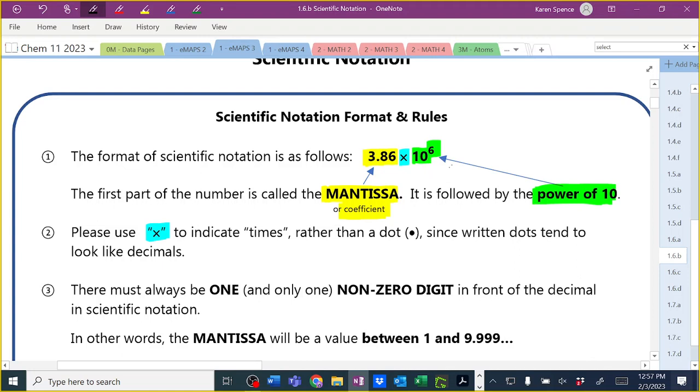So would it be okay to write that number as 3.86 times 10 to the 6? Is that okay? No. Okay, please use a times sign instead of a dot.